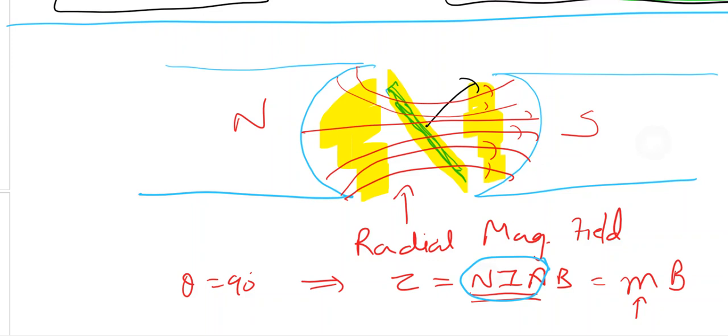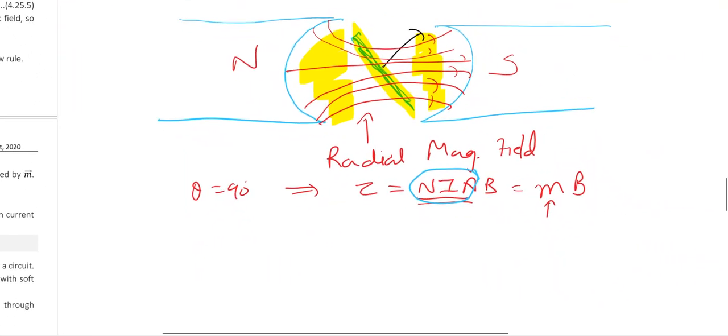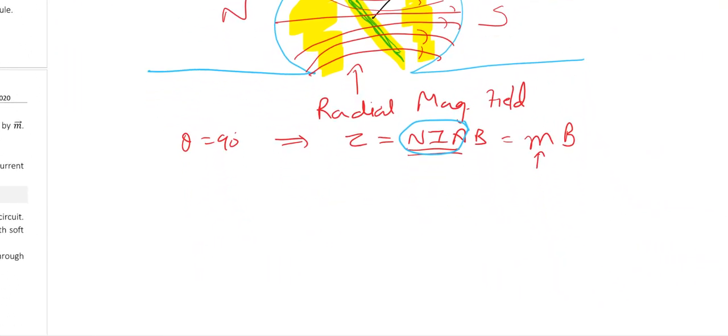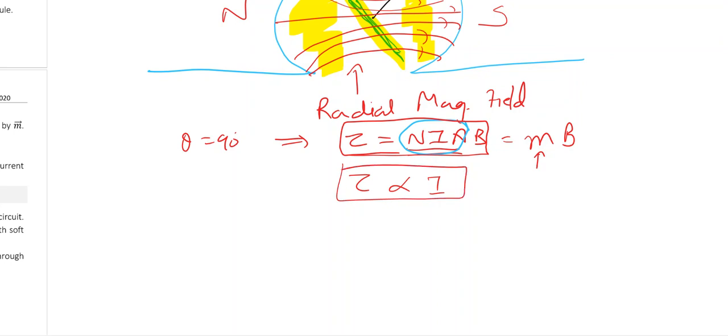So now one problem is solved: if you have a radial magnetic field, you will always have torque produced. You increase current, decrease current, torque is NIAB. So I can say that torque is proportional to I, with N constant, A constant, B constant. So this is the desirable situation.